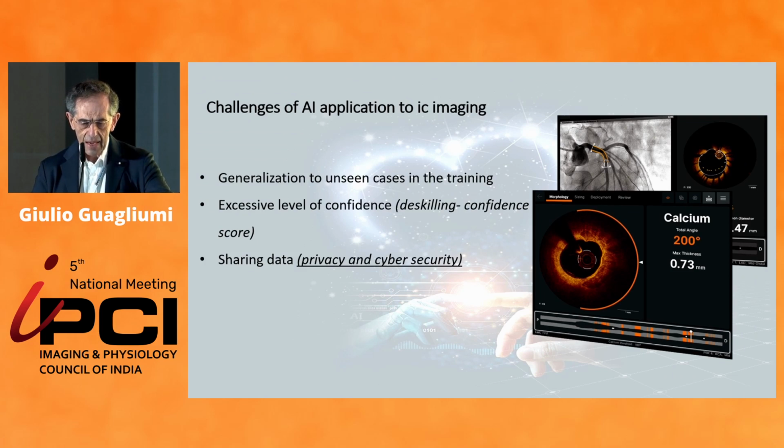Challenges of AI. First, don't trust completely the AI. You cannot say de-skilling is not my role, I'm leaving it to the AI to decide. You need to control. Second, sharing data. Data are very important. We need not hundreds, but thousands and thousands, so we have problems with privacy and cybersecurity. And then normally, disease in medicine has a long tail, so we need to have all the cases represented.